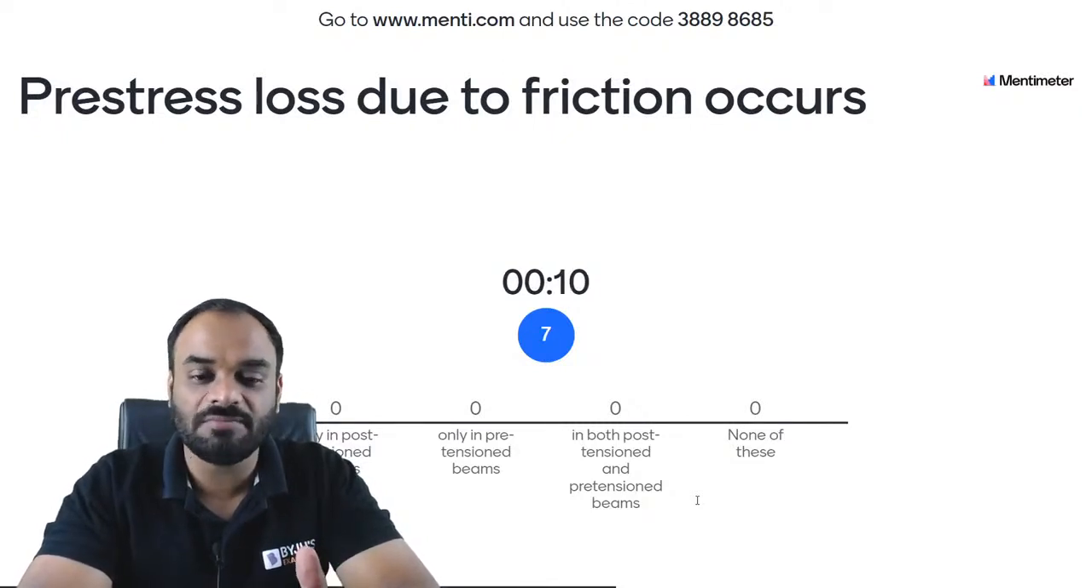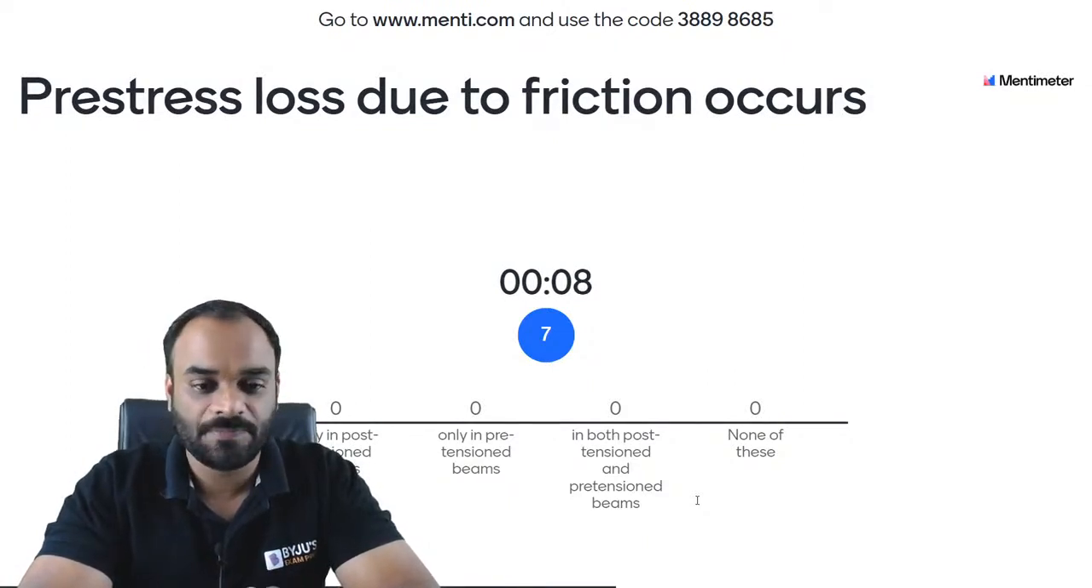Post-tension member, pre-tension member, both, or none of this.